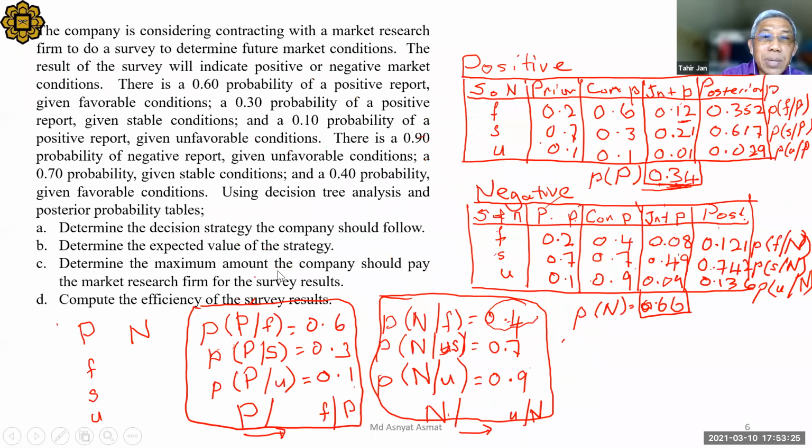Determine the maximum amount the company should pay. How much are you prepared to pay this consultant? 0. And then compute the efficiency. Of course, 0 divided by EVPI. EVPI we calculated previously. Have you calculated EVPI?